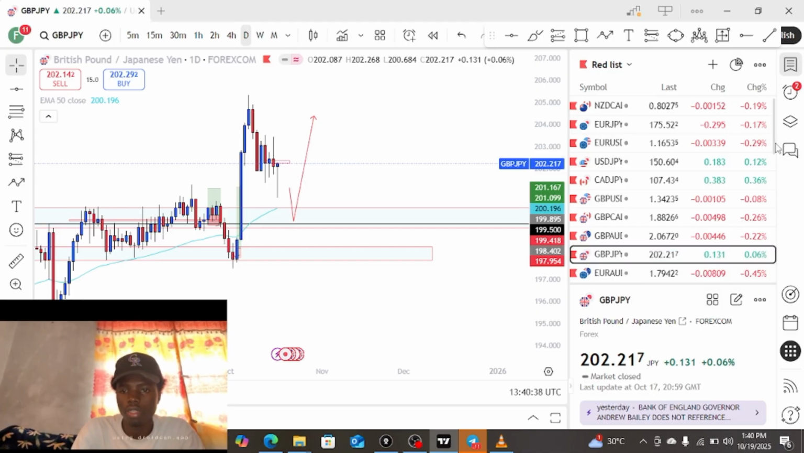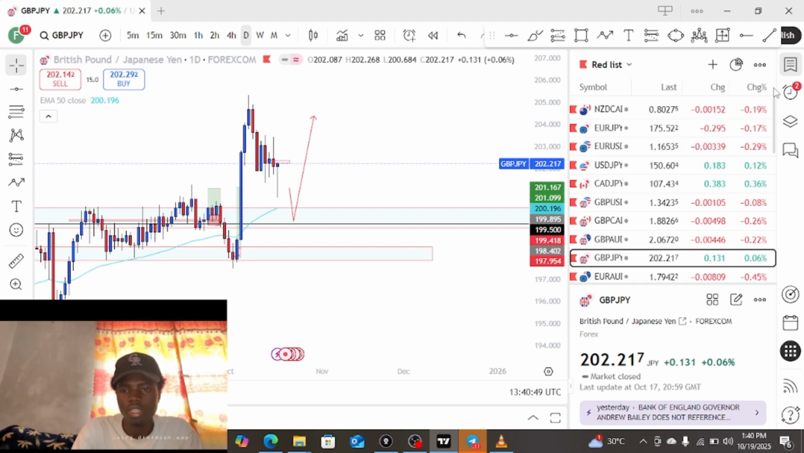Have you noticed this? It's like the pairs are aligning with each other. Okay, look at this. It's only the NZD CAD and then only the NZD CAD. Look at the EUR JPY, EUR USD next to EUR USD, USD JPY, CAD JPY. They are next to each other. GBP USD, GBP CAD, GBP AUD, GBP JPY. Wow.